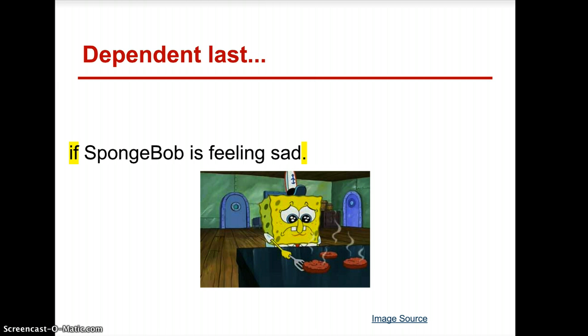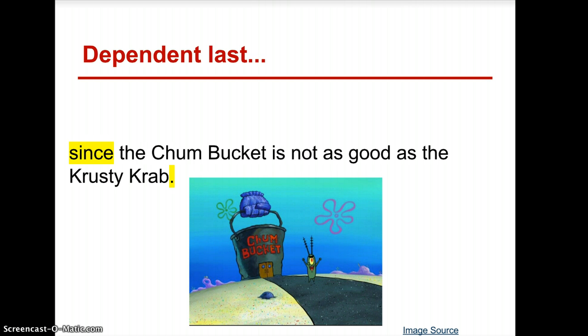Okay, another example of the dependent clause coming last. If SpongeBob is feeling sad, if is the subordinate conjunction, there's a period at the end because the independent clause has already been said. That has come first. And finally, since the chum bucket is not as good as the Krusty Krab. Since is a subordinate conjunction, and the period is at the end. I believe the independent clause that went before that was Plankton tries to steal the Krabby Patty formula since the chum bucket is not as good as the Krusty Krab.